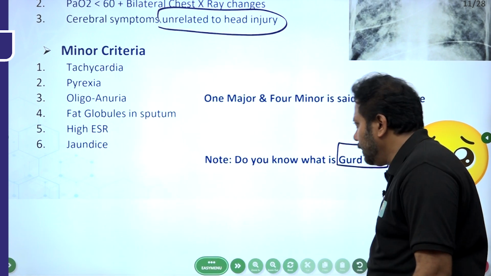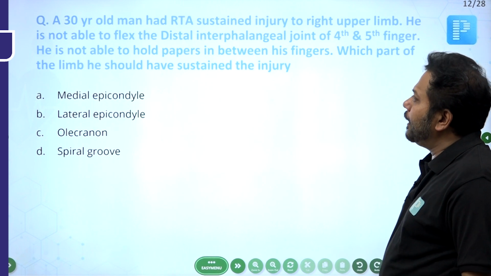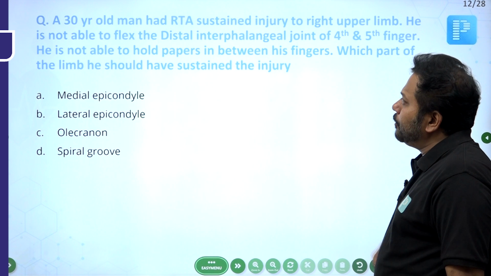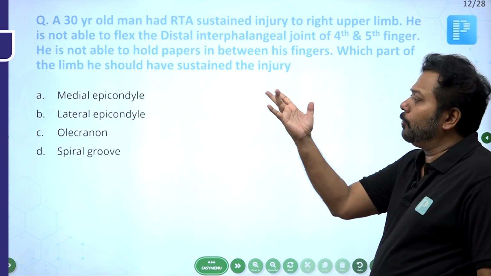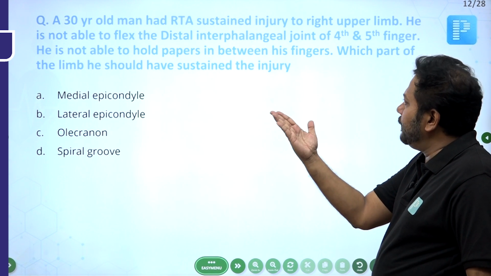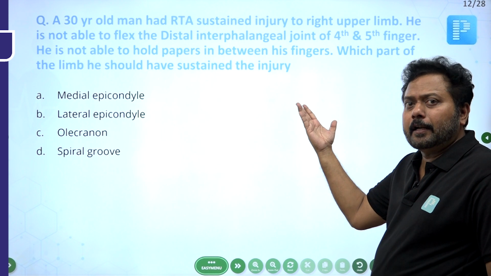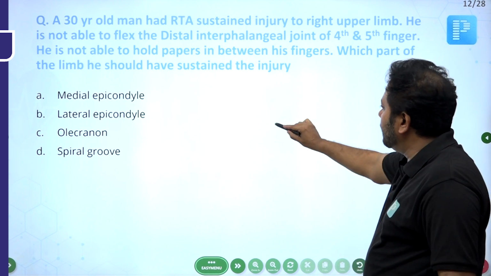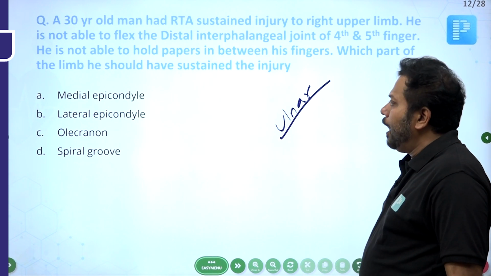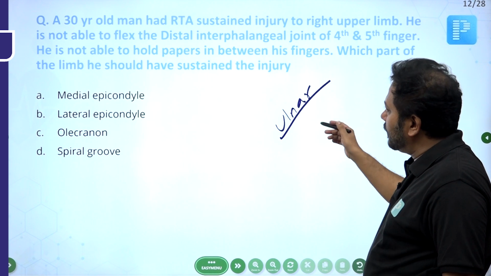Okay, dear friends, so we will move on to the next question. A 30-year-old man had an RTA and sustained injury to the right upper limb. He is not able to flex the distal interphalangeal joint of the 4th and 5th finger, and he is not able to hold papers in between the fingers. Very classically, this is an ulnar nerve injury. Obviously, ulnar nerve injury.